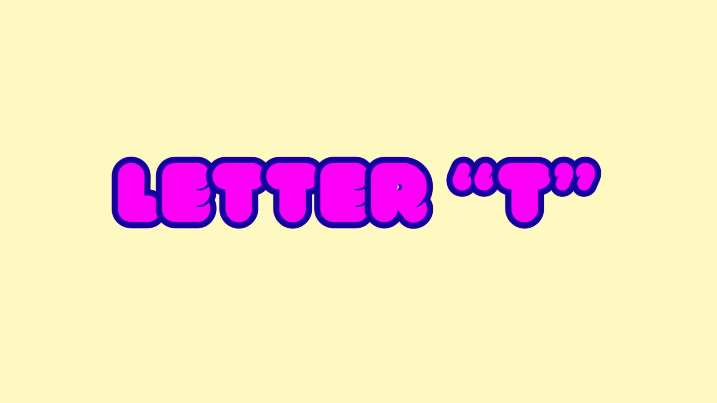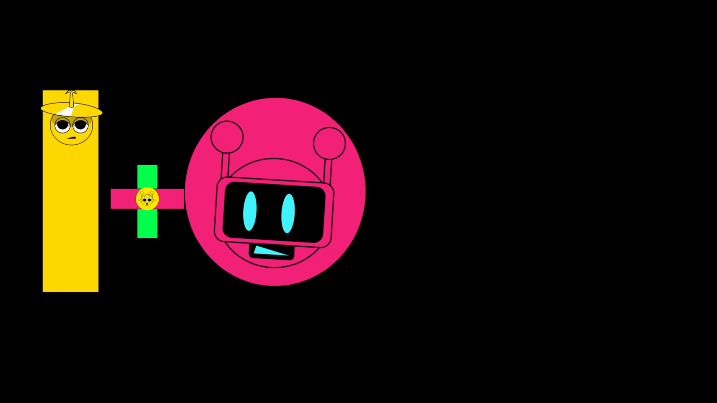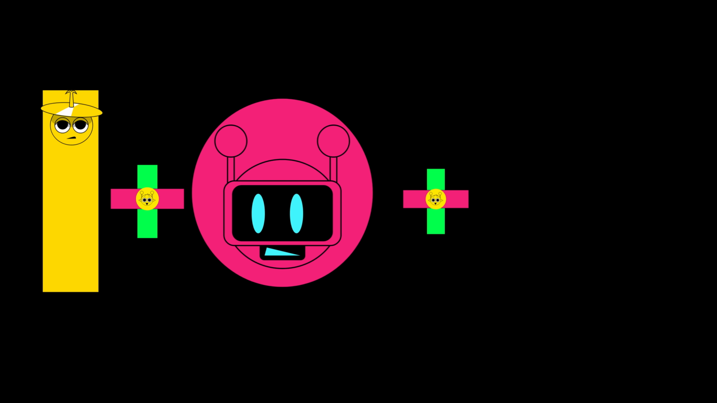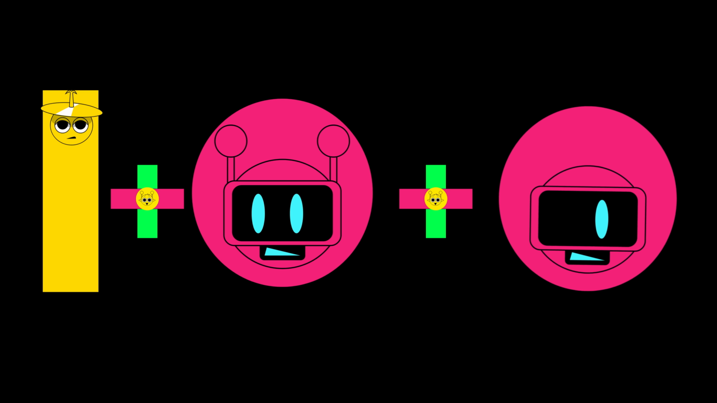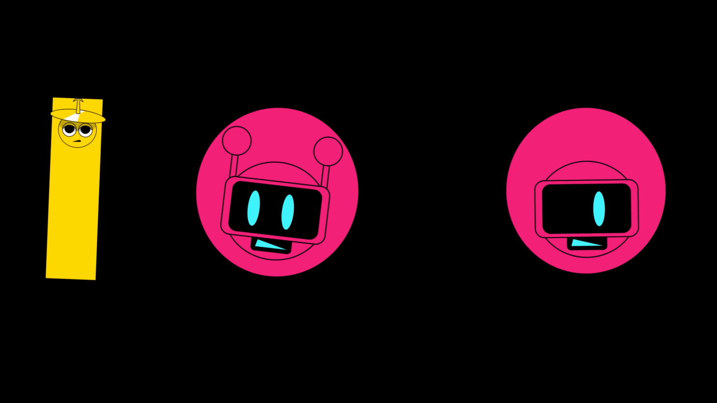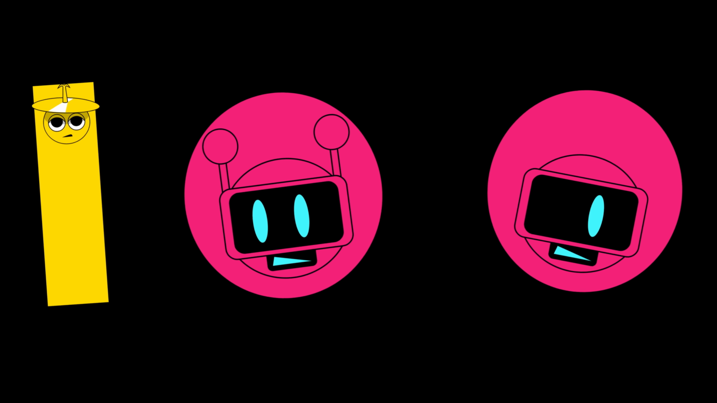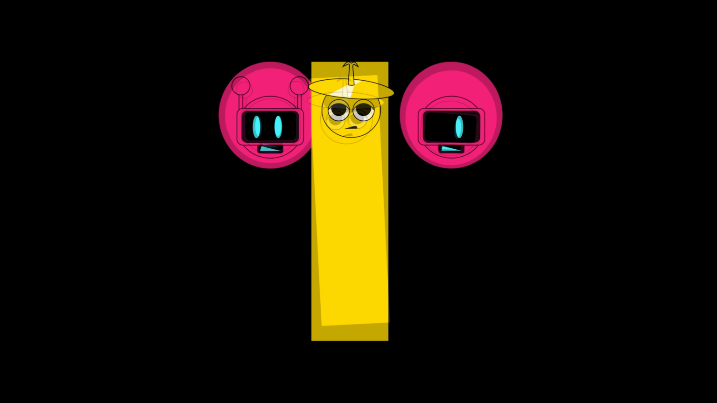Next, make the alphabet letter T. Rectangle. Plus. Circle. Plus. Circle. Look at the rectangle and the two circles. When we put them together, they make the letter T.